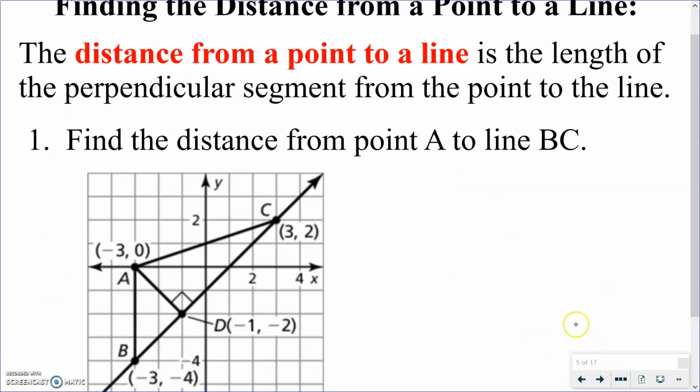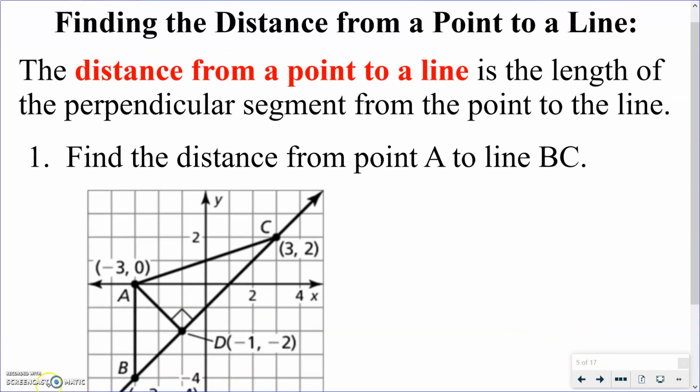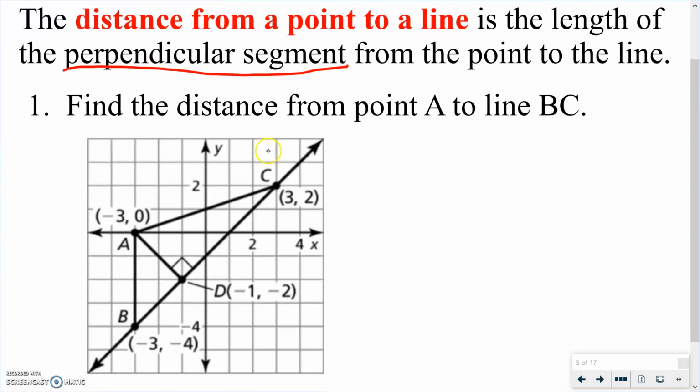So let's go ahead and start talking about some perpendicular lines. When we're finding distance from a point to a line, the distance has to be the length of the perpendicular segment to the point. So if we're trying to find the distance from point A to line BC, we have to go to point D and find that distance because it has to be perpendicular. Okay, so if you're given a bunch of lines, you want to look for the perpendicular line.